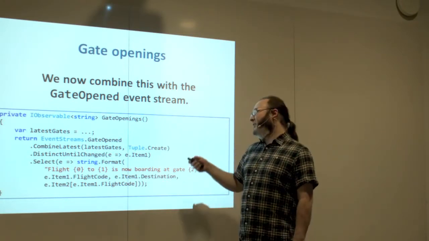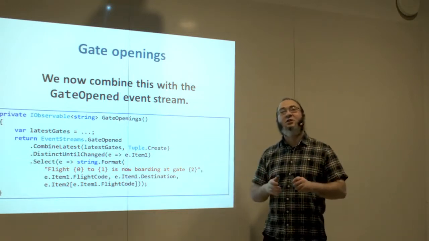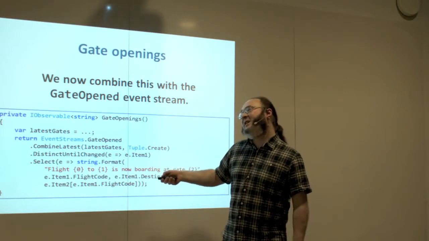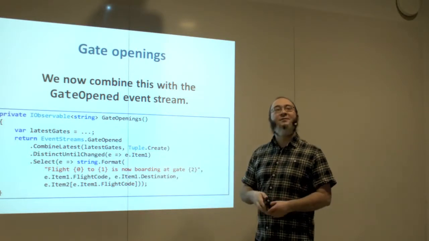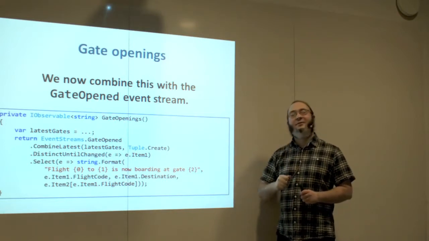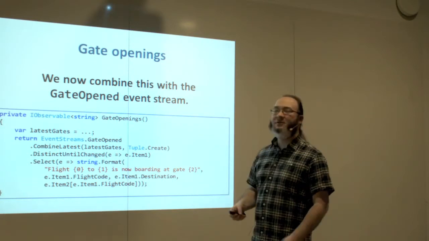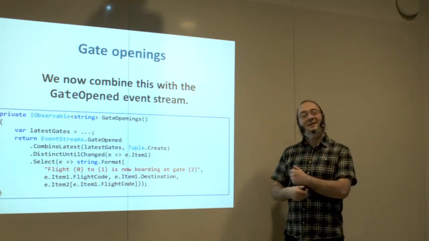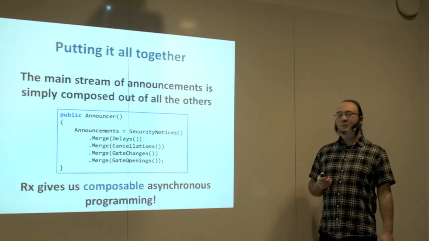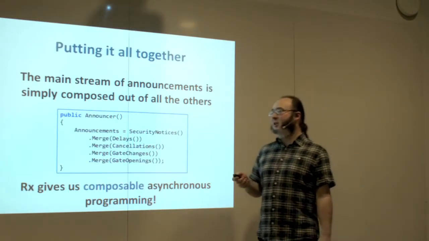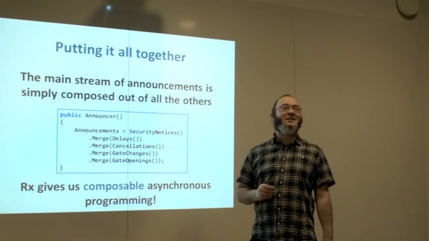Okay? So basically keep track of the latest gate information, but only actually produce a message if it's the gate open thing which just had an event arrive. And then we just produce the message with the information from the two objects. And we're done. Okay? And then we just piece all of these together. We just do a big merge like that. And notice how nice it is to compose.